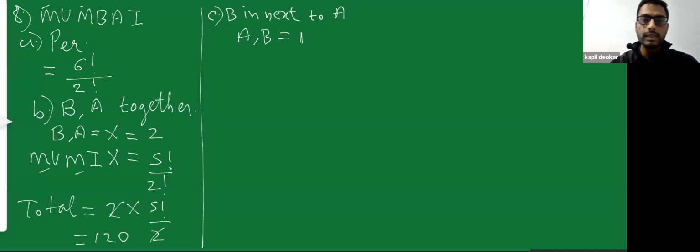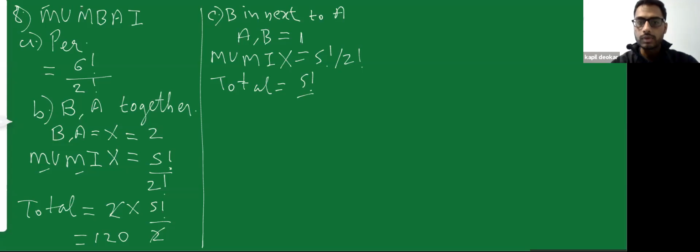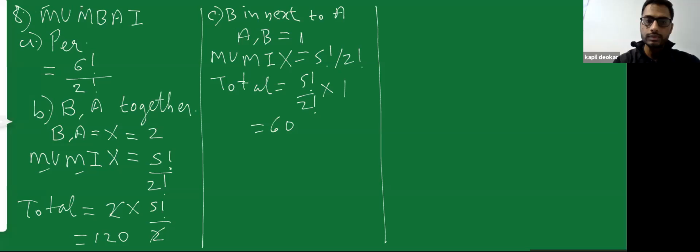And similarly, we'll tie this up together. The rest of the method of solving is going to be the same. We are going to consider A and B as X. So these can be arranged in 5 factorial ways, and the total is going to be 5 factorial by 2 factorial. So the total number of ways of arrangement is going to be 5 factorial upon 2 factorial into 1. 5 factorial we know is 120, upon 2 factorial, which is 2. So 120 by 2 is equal to 60. So my answer is equal to 60.